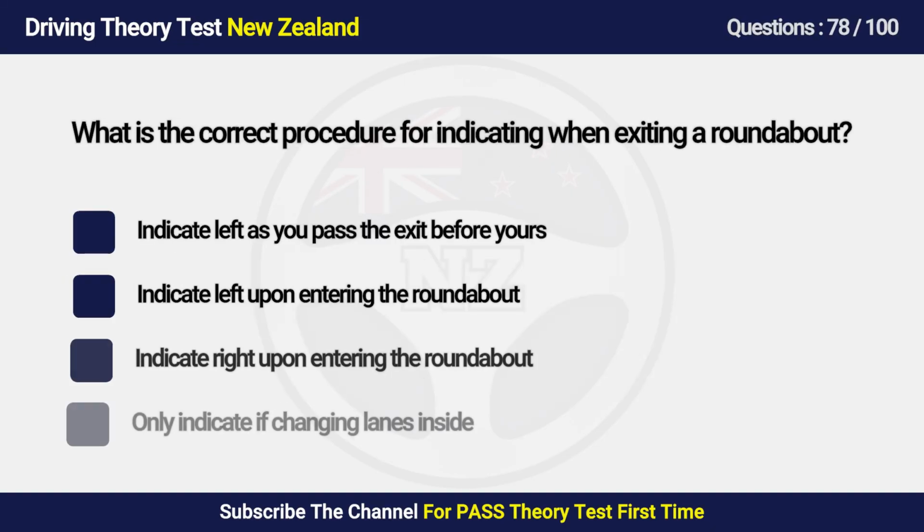Question 78. What is the correct procedure for indicating when exiting a roundabout? A. Indicate left as you pass the exit before yours. B. Indicate left upon entering the roundabout. C. Indicate right upon entering the roundabout. D. Only indicate if changing lanes inside.